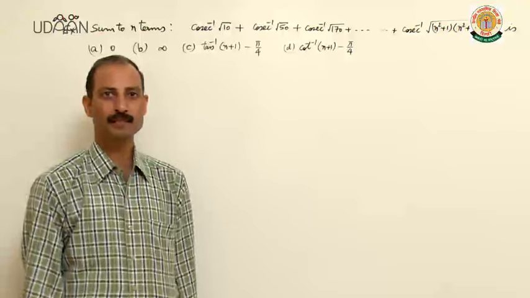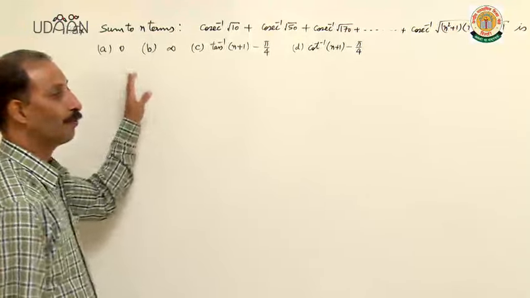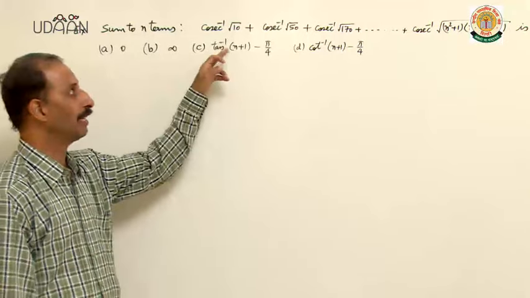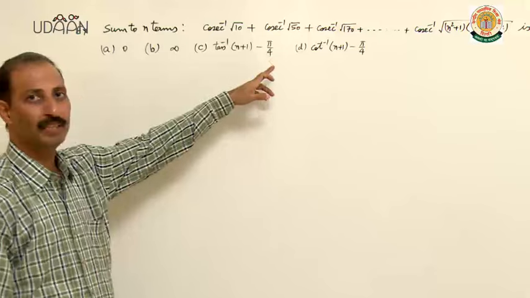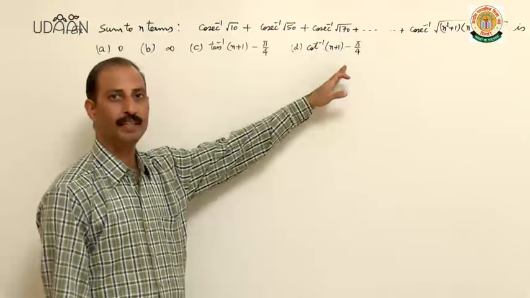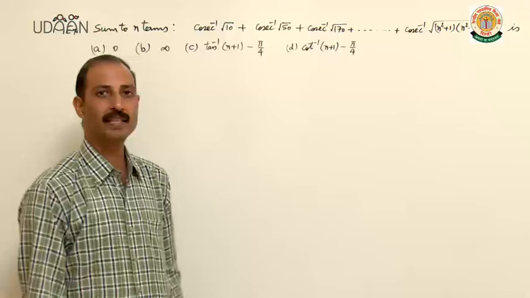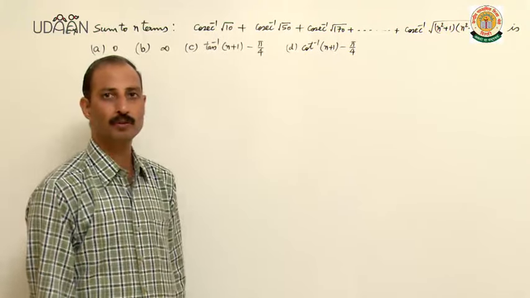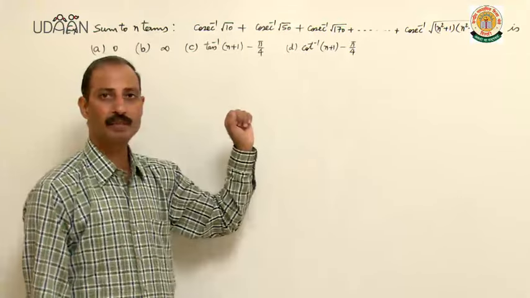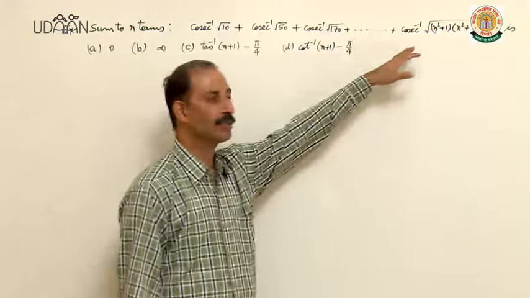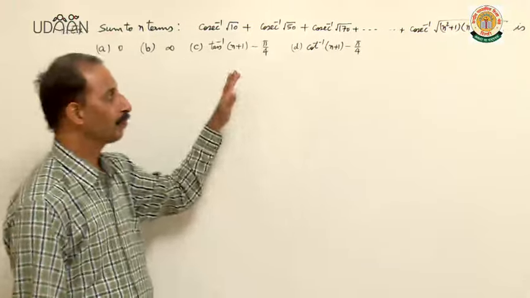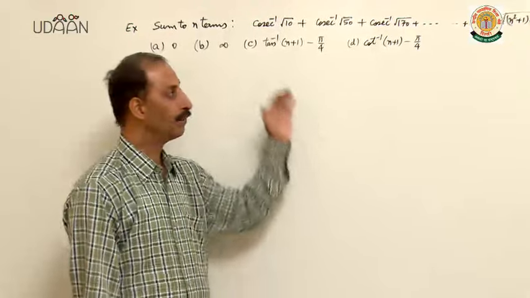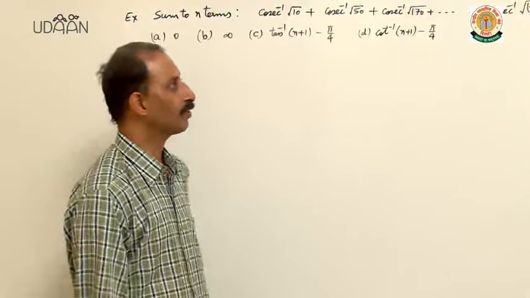In this example, children, see which type of question is this? Find the sum up to n terms. The series is cosec inverse root 10 plus cosec inverse root 50 plus cosec inverse root 170 till its nth term, which they have given as cosec inverse root of (n square plus 1) into (n square plus 2n plus 2). Here nth term is given. With the help of nth term, we have to find its general term after simplification, and then we have to add. See children, how to solve this.